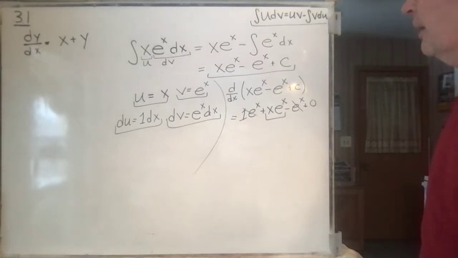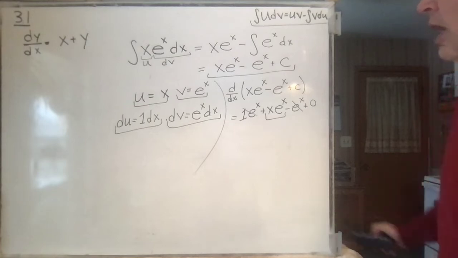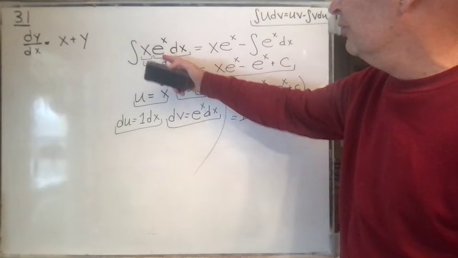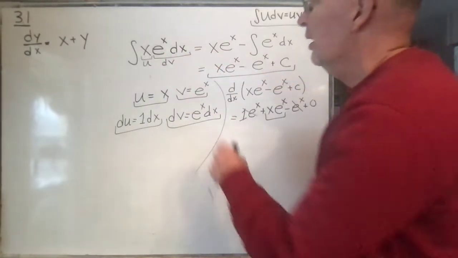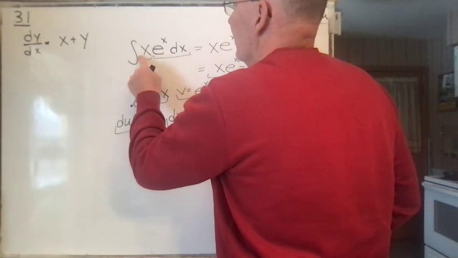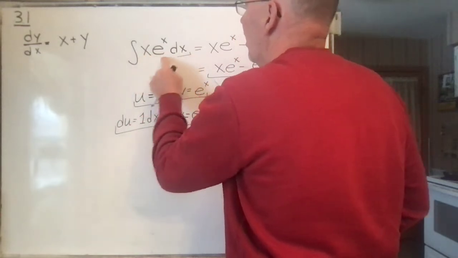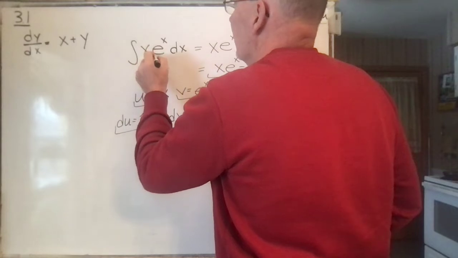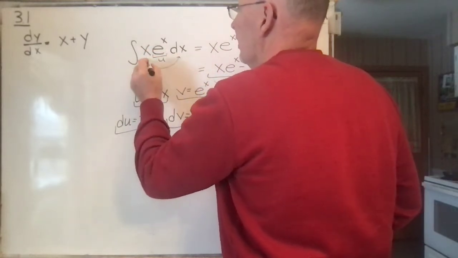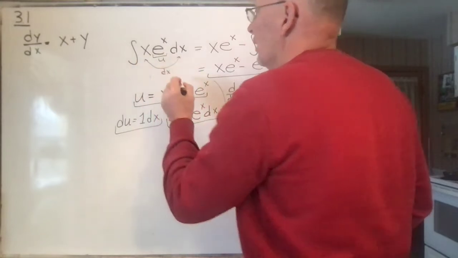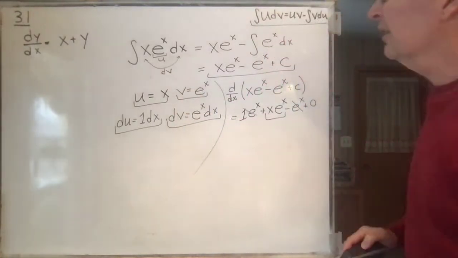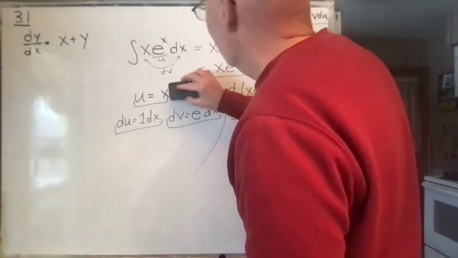Now, a couple questions should come to your mind. One question is, how did I know to choose x as my u rather than to choose e to the x as my u? Why couldn't I have chosen this right here as my u, and then these two things together become the dv? And the answer is, that's fine. Go ahead and give it a try. Let's see what happens if we were to do that.